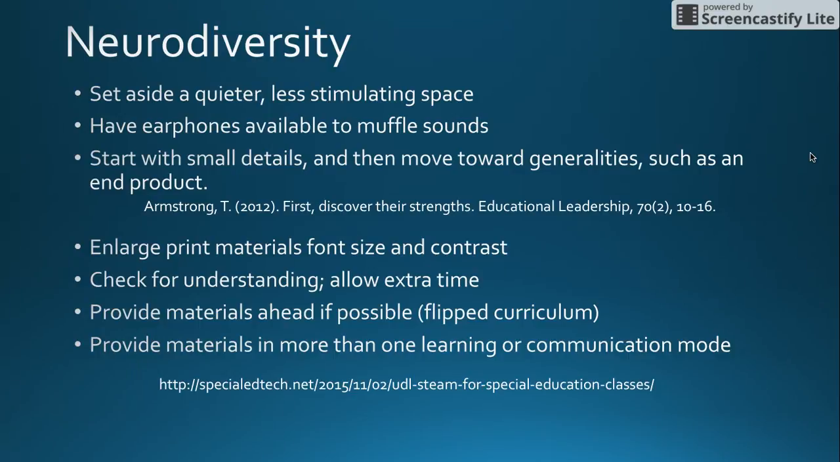The third area is in neurodiversity. And here we're mostly talking about children with autism. And it could even be adults with autism, of course, but in a school environment would be children, and might be children with ADD. So in this area, we want to set aside a quieter, less stimulating space. You want to have earphones available to muffle sounds. You want to start with small details and then move toward generalities, such as an end product.